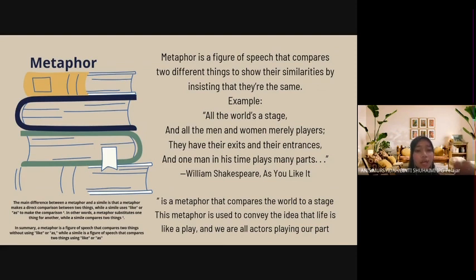So, the main difference between a metaphor and a simile is that a metaphor makes a direct comparison between two things, while a simile uses like or as to make the comparison. In other words, a metaphor substitutes one thing for another, while a simile compares two things. In summary, a metaphor is a figure of speech that compares two things without using like or as, while a simile compares two things using like or as.